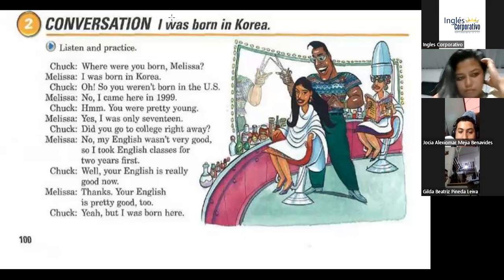Where were you born, Melissa? I was born in Korea. Oh, so you weren't born in the U.S. No, I came here in 1999. You were pretty young. Yes, I was only 17. Did you go to college right away? No, my English wasn't very good, so I took English classes for 2 years first. Well, your English is really good now. Thanks. Your English is pretty good too. Yeah, but I was born here.